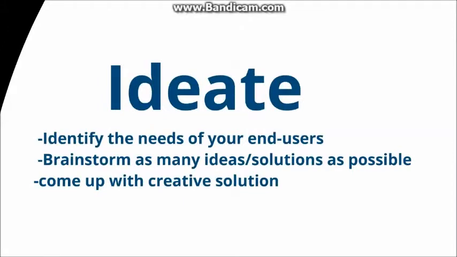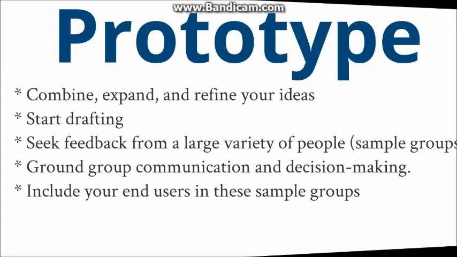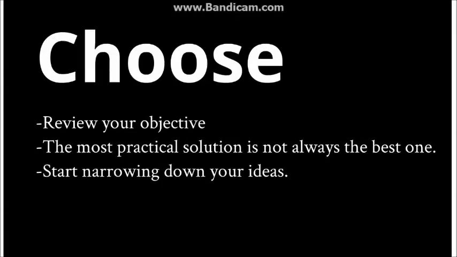Ideate. Ideate is to brainstorm many creative solutions which will create and fix a problem. Prototype. Prototype is a working model of a possible solution. It also requires that the end users send feedback on how the prototype works. Choose. Choose is revisiting what the overall objective is and using the feedback to finalize a prototype.